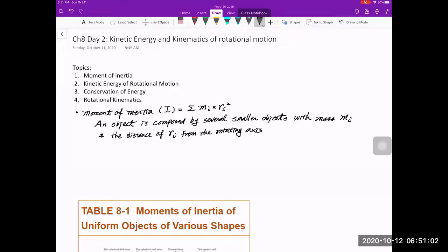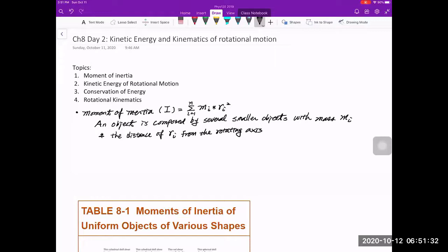Last time I only used R_i, which is wrong. It should be the square. So m_i times R_i squared, and i goes from 1 to n if you have n objects. If you only have one, you just simply use the mass times the distance of this mass away from the center of the rotation.